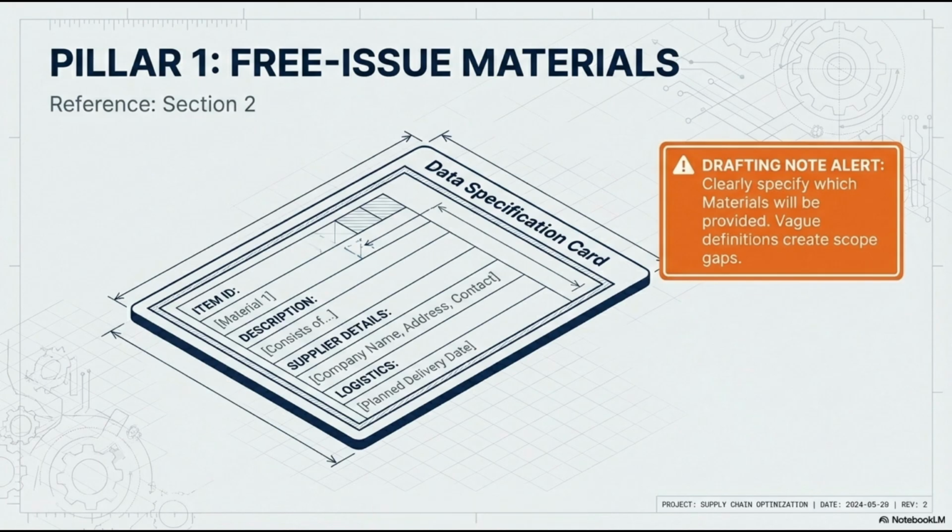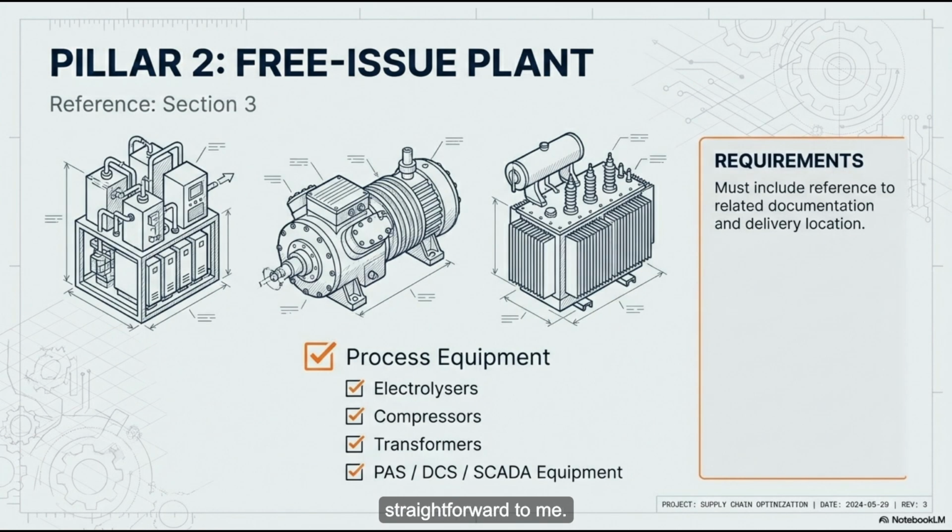Okay, let's unpack that. The template forces the drafter to choose between two delivery methods, DDP or EXW. Let's break those down. DDP is delivered duty paid. Now that seems pretty straightforward to me. Correct. Under DDP, the supplier, which in this case is the employer handing over the free item, is responsible for getting the item all the way to the site. Right. They pay the shipping, they pay the insurance, they pay the import taxes. The contractor literally just has to be ready to unload it with a forklift. That is the good version of free issue. That is the version where you actually get a free lunch. It just shows up at your door.